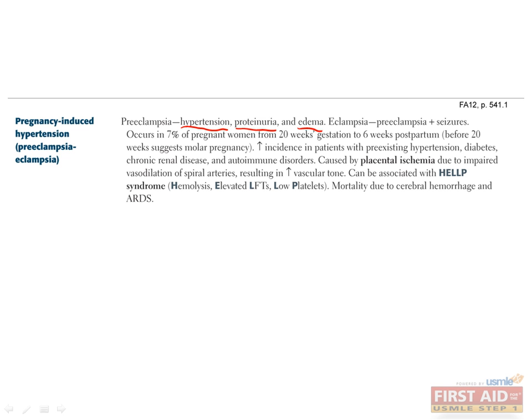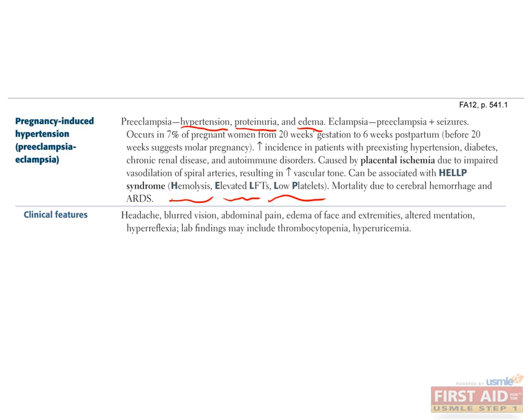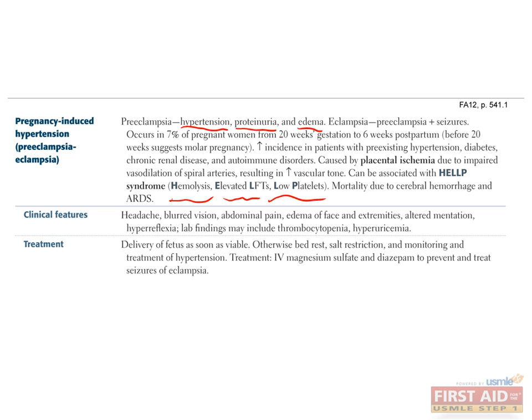In terms of presentation, you may see preeclampsia or eclampsia along with HELLP syndrome. HELLP is an acronym for hemolysis, elevated LFTs, and low platelets. Some of the other symptoms of this syndrome include headache, blurred vision, abdominal pain, swelling of face and extremities, altered mental status, and hyperreflexia. The treatment for these patients is to deliver the fetus as soon as possible.